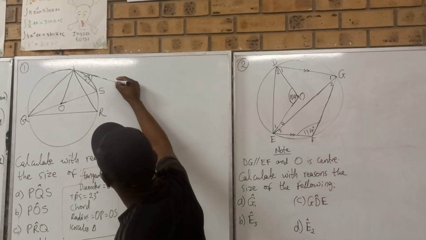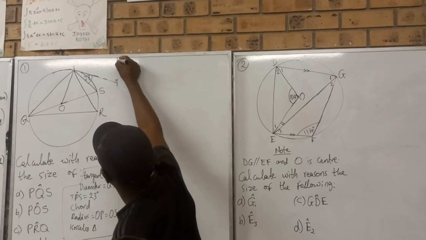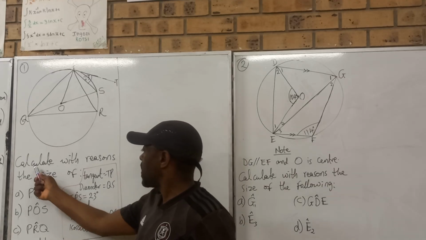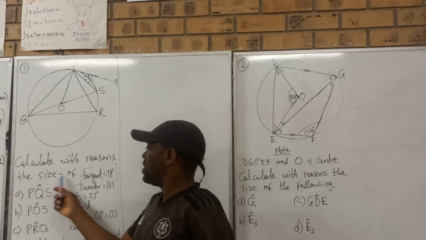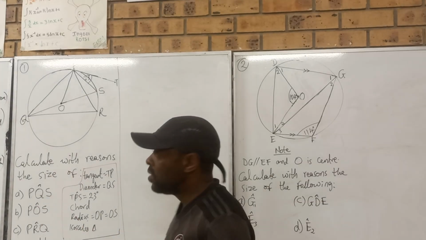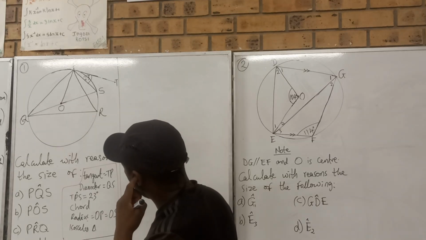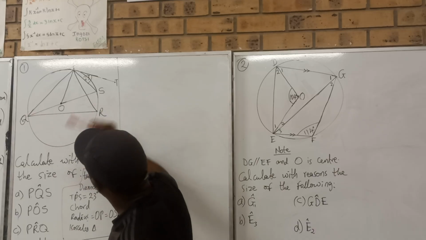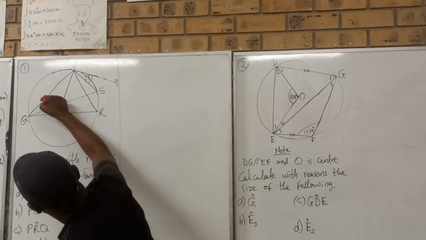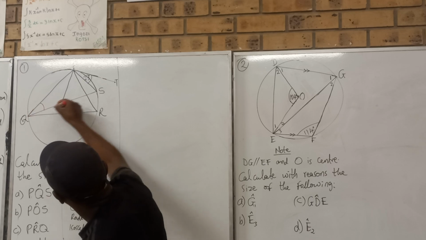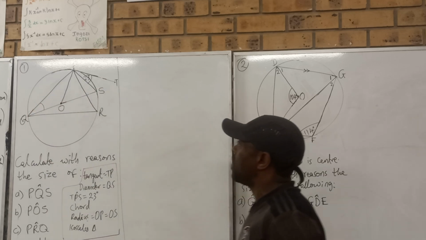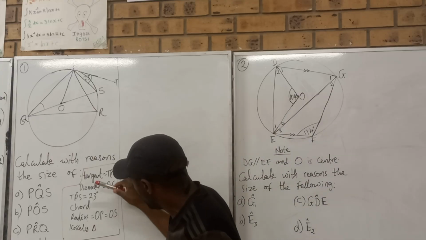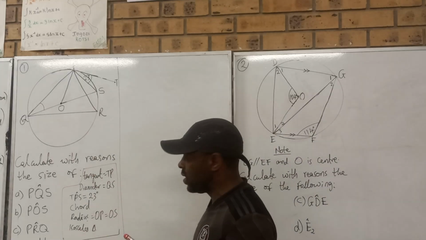So now it's time to have a look at our equation after we have picked up the important pieces of information. So we are going to calculate with reasons the size of PQS. So I'll go to my diagram and check what is PQS. PQS means I'm looking at this angle. PQS. So I'm having a look at that angle. So looking at where that angle is, I will now try to go through the information I see to see which one can easily guide me through.